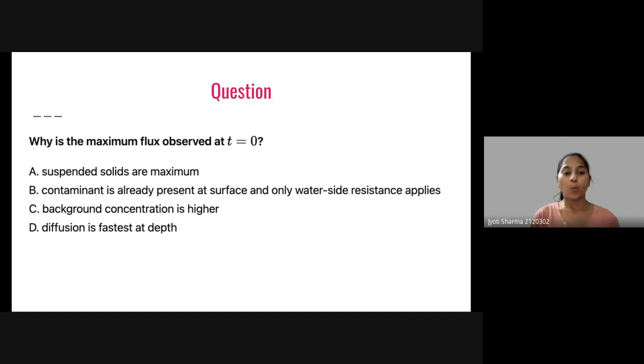Why is the maximum flux observed at time t equal to 0? And you have four options. Suspended solids are maximum. Contaminant is already present at surface and only water side resistance applies. Background concentration is higher. Diffusion is fastest at depth.